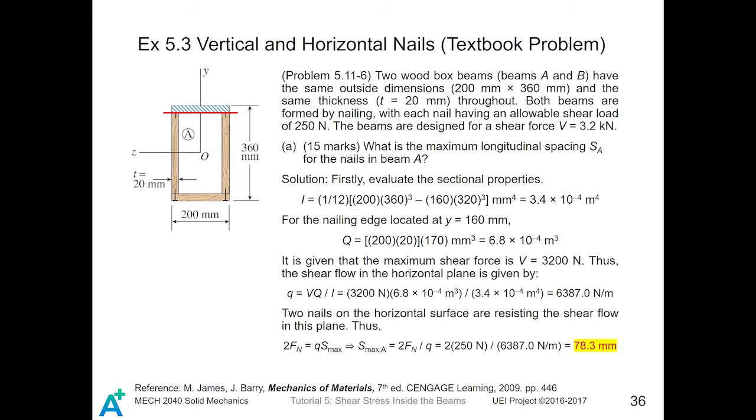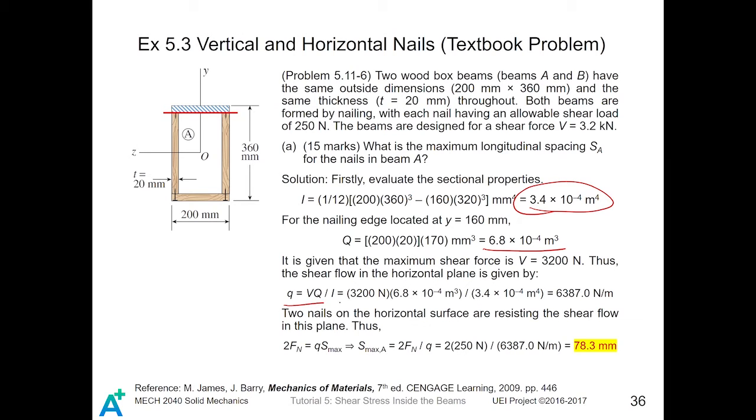For part A of this problem, it is very similar to the previous example because it is a vertical nail. We need to evaluate the first moment of area for the region above the nailing boundary. First, evaluate the second moment of inertia, I. It is given by 3.4 times 10 to the power minus 4 meter to the power 4. And the first moment of area of the region above the nailing edge, after a series of computations, is given by 6.8 times 10 to the power minus 4 meter to the power 3.